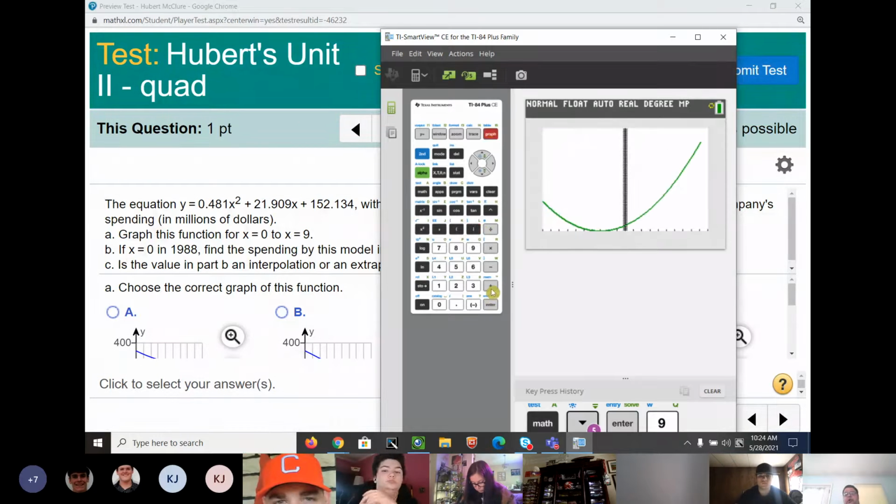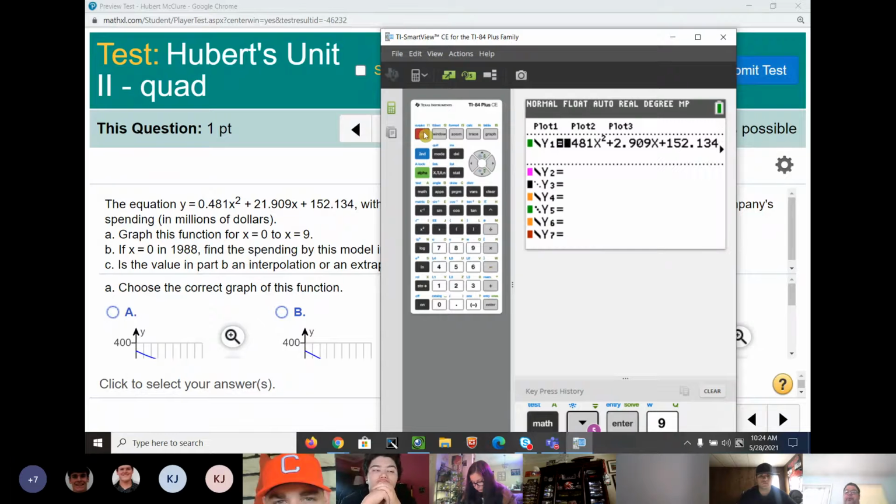No, it didn't do it. Wonder why it didn't do it. It's supposed to do that. Did I not type it in right? I don't know why it didn't. Oh well. So from 0 to 9, we'll just look at the graph.